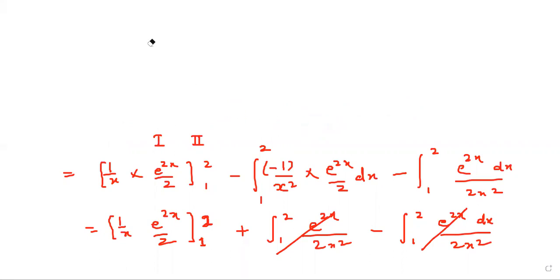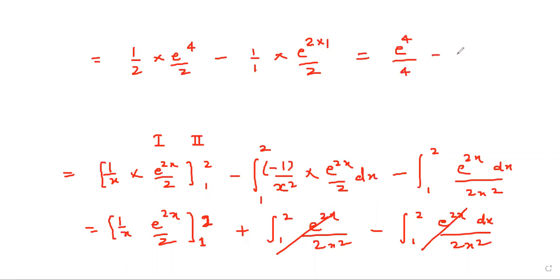On putting 2, we will get 1 upon 2 e power 4 divided by 2, minus, on putting 1 we will get 1 upon 1 e power 2 into 1 divided by 2. So it will become e power 4 divided by 4 minus e power 2 divided by 2. So e power 2 by 2 can be taken common. So we will get e square by 2 minus 1, which is our answer.